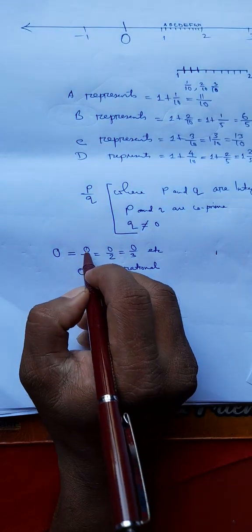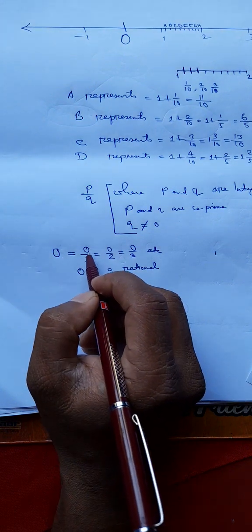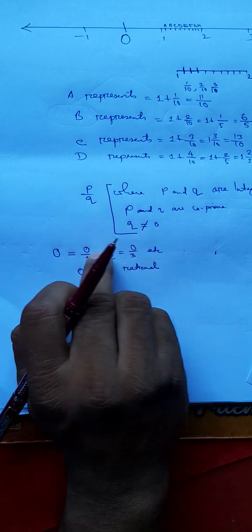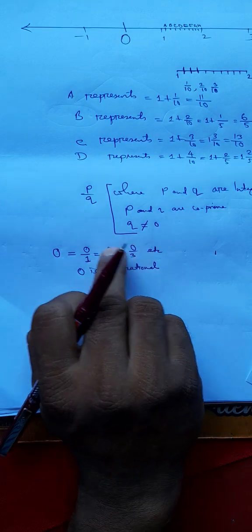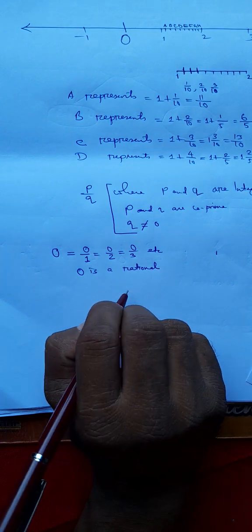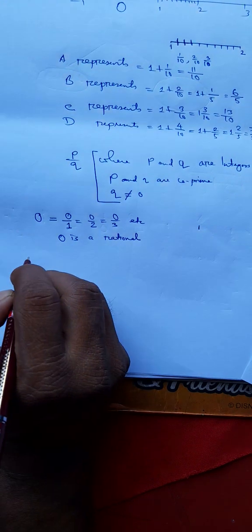0 can be expressed as p by q, where p and q are integers. This is p, this is q, q not equal to 0, the denominator should not be 0. In every case you see the denominator is not 0. So 0 can be expressed in the form p by q. 0 is rational.